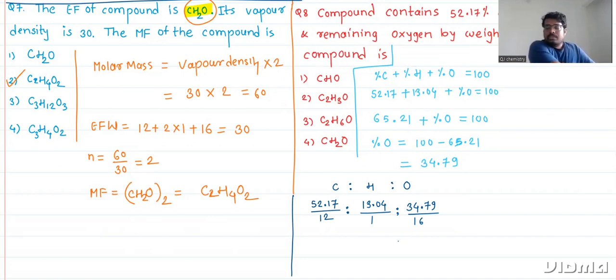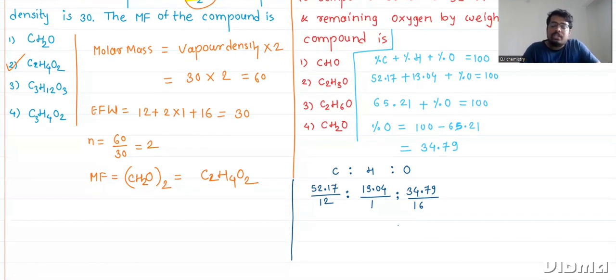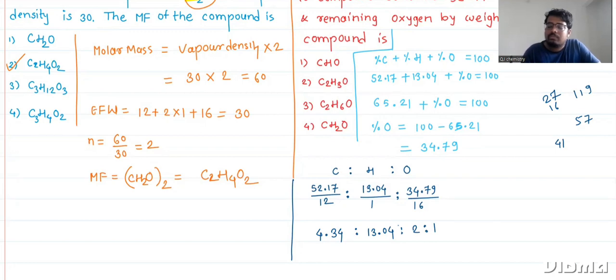Okay. Now let us find the values. Number of carbon atoms. So let us find the carbon atom simplified form. 12 fours are 48, so approximately 4.34 is the carbon value, and hydrogen is 13.04 only, and for oxygen, 16 twos are 32, 16 ones are 16, then 119, 16 sevens are 112. Okay, so let us convert this into simplified form.